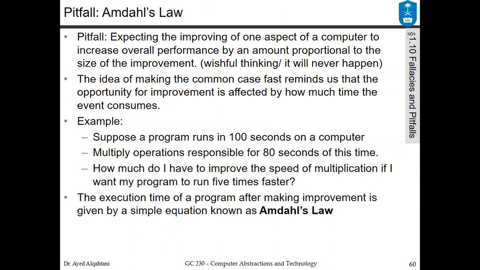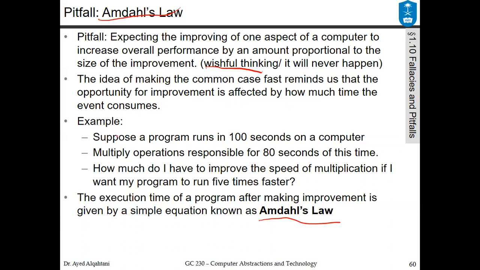The other one, this is a pitfall related to what we call the Amdahl's law. The pitfall is actually expecting the improving of one aspect of the computer to increase the overall performance by an amount proportional to the size of the improvement. This could be impossible. That could never happen. Or in another word, it's wishful thinking. The idea of making the common case fast reminds us that the opportunity for improvement is affected by how much time the event consumes. And we will show you what is Amdahl's law and how does it help us to understand if some improvements are possible or not.